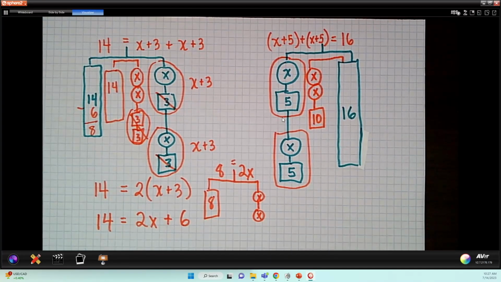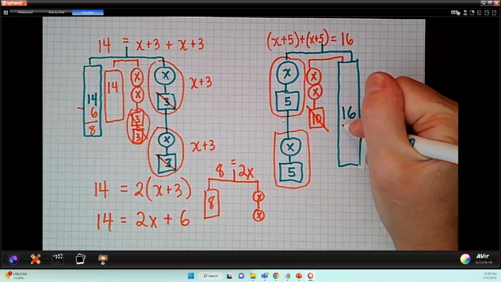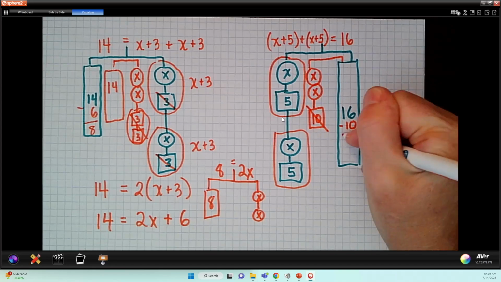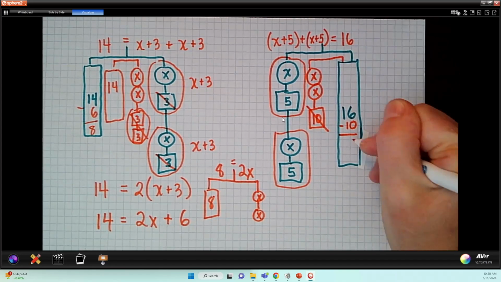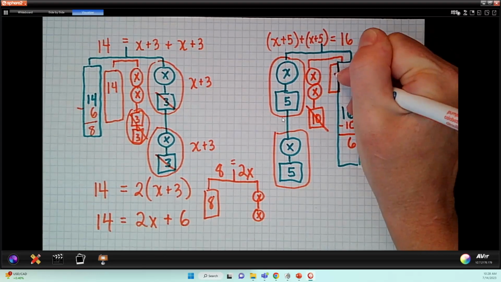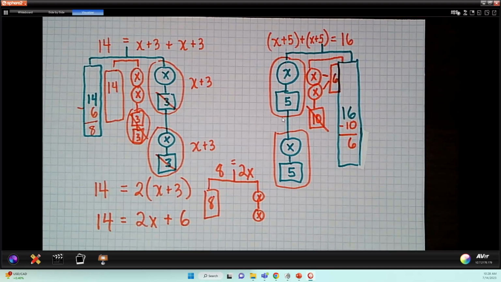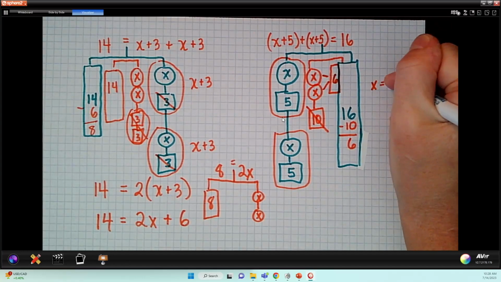So now my equation's a little bit easier to solve. So I can say, all right, well, I can take 10 off the scale, but I also have to take 10 off the scale here, which is going to leave me with 6. So now, instead of having that big 16, I just have 6. So each x is going to be divided by 6. 6 divided by 2, and that would equal 3. So x is equal to 3.